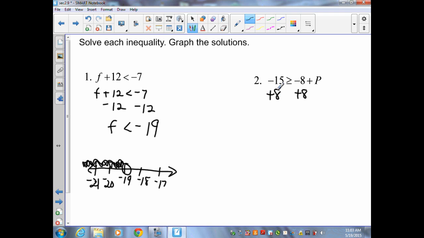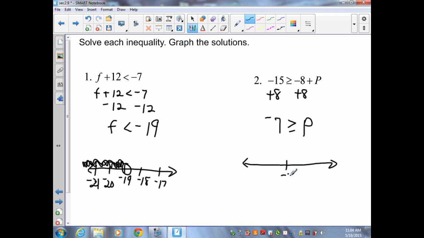On the left-hand side, I have negative 15 plus 8. Different signs, I want to subtract. 15 minus 8 is going to give me 7. 15 is greater than 8, and 15 is negative, so I have a negative 7. And I have the greater than or equal to symbol. I just bring that symbol down. And I have the 8s that cancel each other, and that leaves me with p. And I read that as p is less than or equal to negative 7. And I graph that.